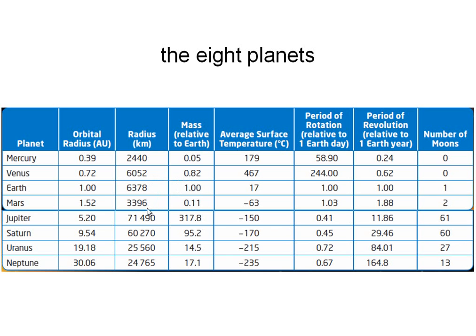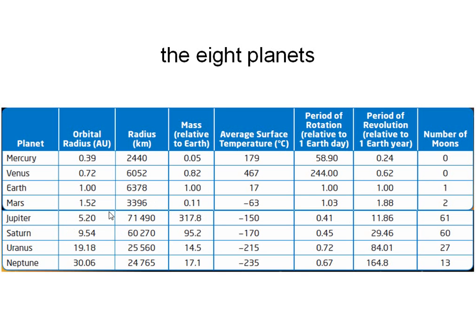And Mars, how about Mars? Mars is about half, the radius is half. Then half to the power of 3 is 1/8, right? 1/8 is about 12%. So the mass of Mars is about 12% of that of Earth. Okay, got it? So is the volume.